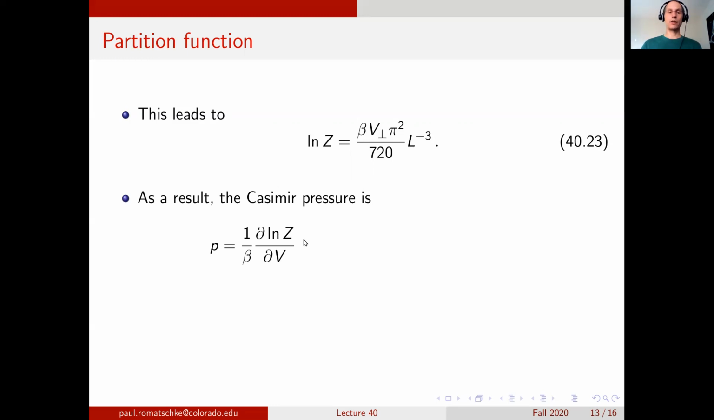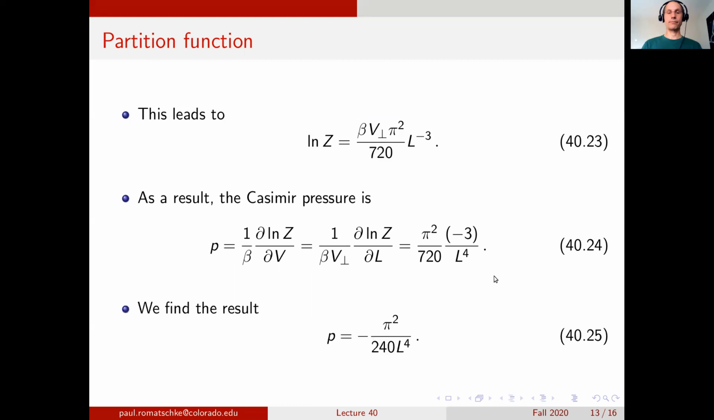It's given as 1 over beta times the derivative of the logarithm with respect to the volume. Since the plates are very large in the transverse direction, that derivative with respect to the transverse direction just cancels out, and we find that we have 1 over beta V perp, just the derivative of the logarithm with respect to L, the distance between the plates. And that just gives the following result here. So that's our Casimir pressure. The end result is that P is minus pi squared over 240 L to the 4.